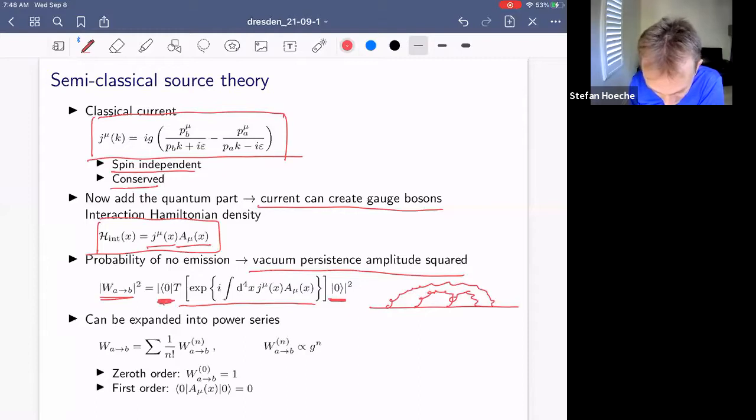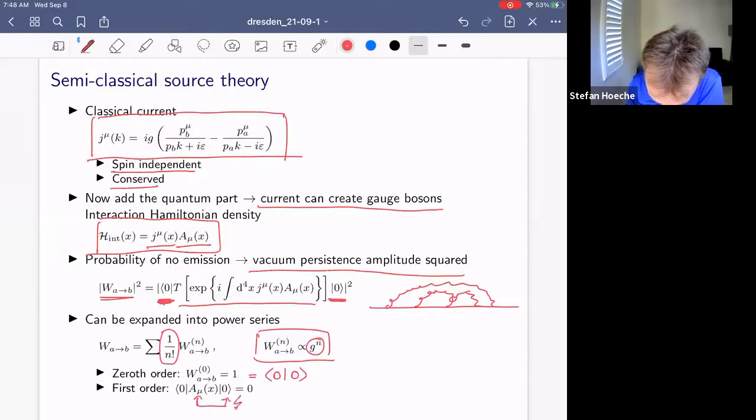I can expand this into a power series by singling out the terms, which I will label with a superscript n, that are proportional to g to the n. For convenience, I will pull out a factor 1 over n factorial, but that's just a convention for now. The 0th order term, which looks like just the product of the vacuum with itself, is 1 by definition. That's the normalization condition for the vacuum. My first order term, because I have nothing to contract this gauge field with, is actually 0. This operator will annihilate the vacuum.